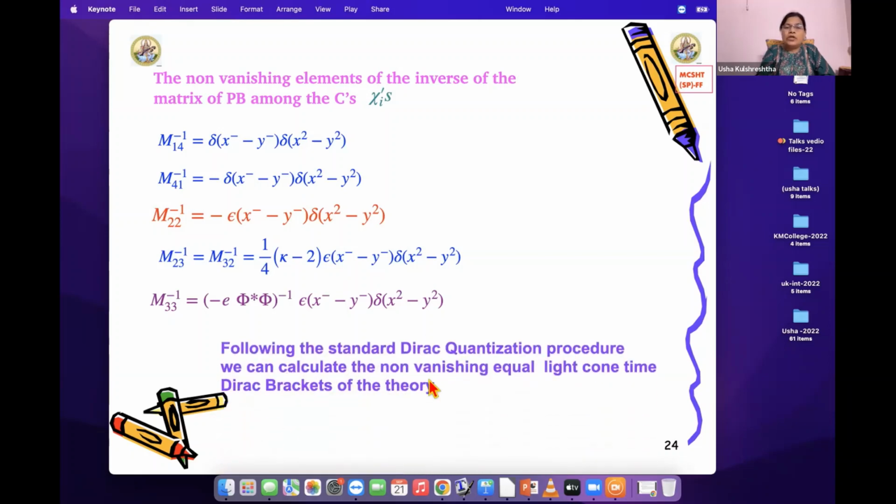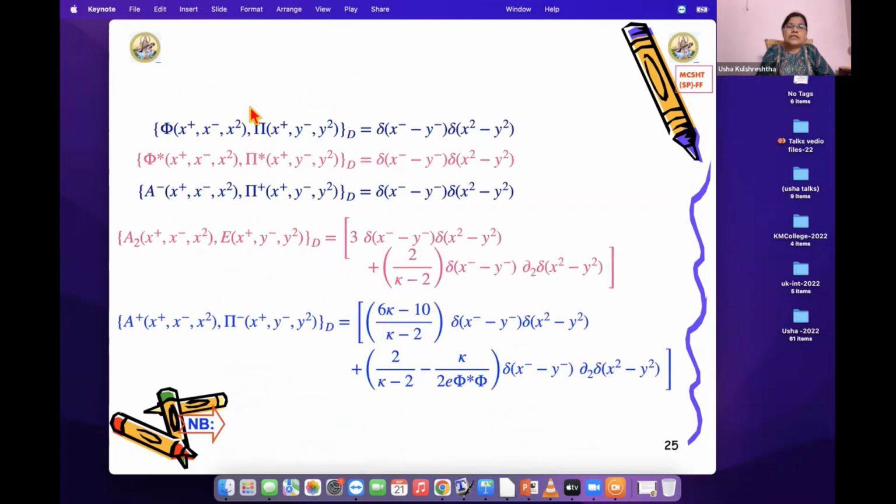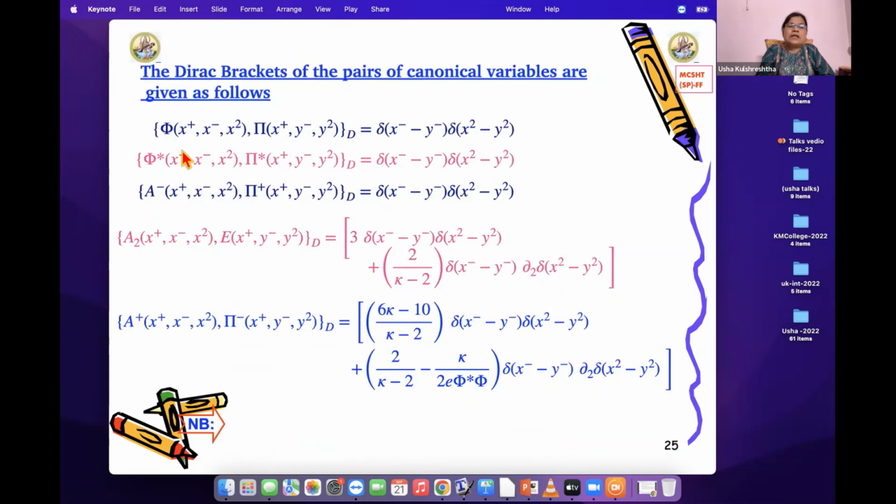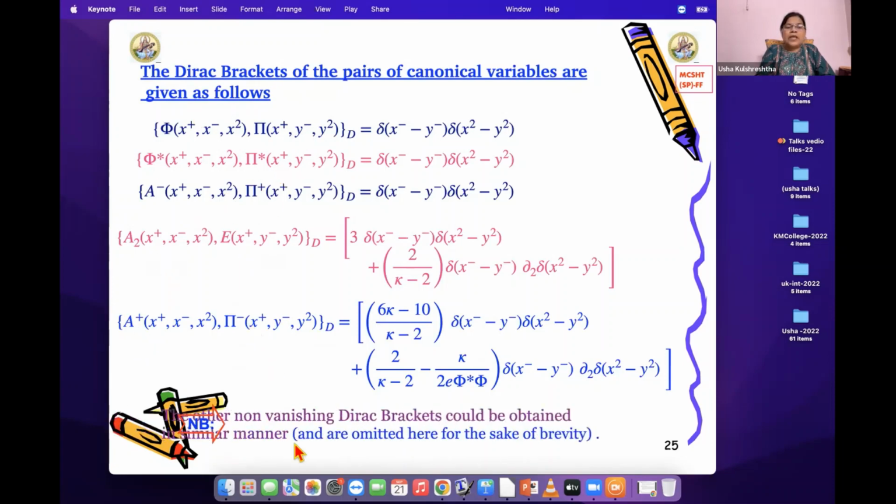And then I follow this Dirac quantization procedure. And then we have calculated these results. So these are among the canonical variables. So between phi, pi, phi star, A minus, pi plus, A2, E, A plus, pi minus.